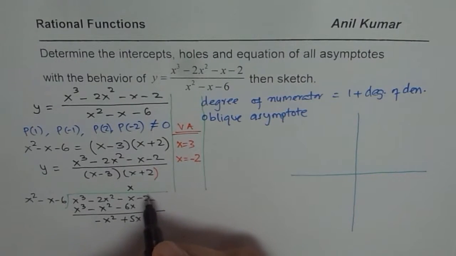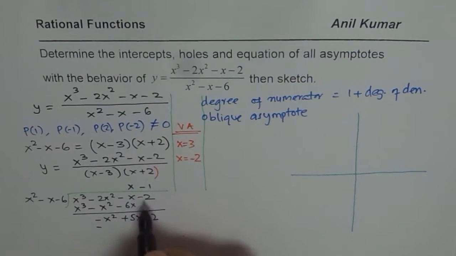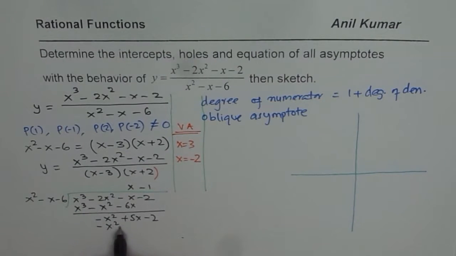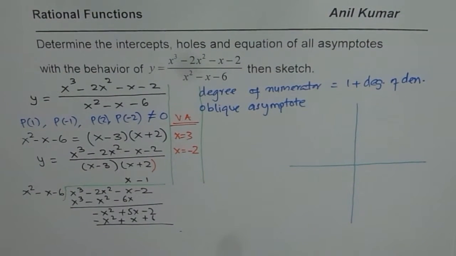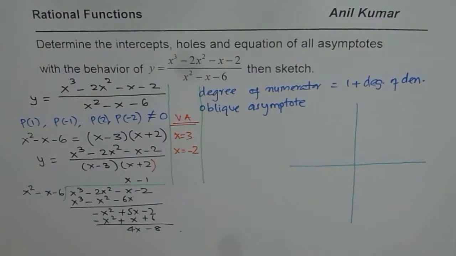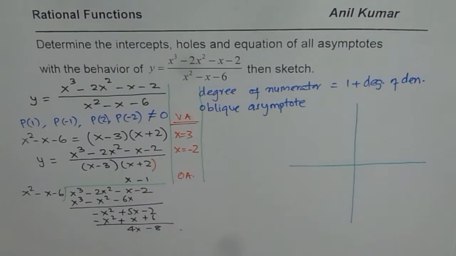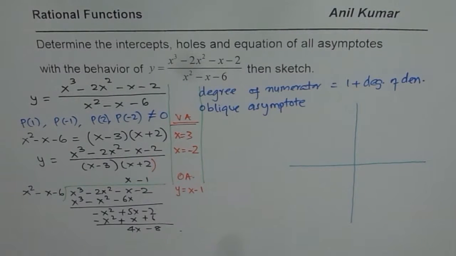Now we can do minus 1. If I write minus 1, let me bring down the 2. Minus 1 makes it minus x squared plus x, plus 6. When you subtract, you get a remainder, and the remainder is 4x minus 8, which is positive, correct? What you get from here is that the oblique asymptote is x minus 1. So we get y equals x minus 1 as our oblique asymptote.